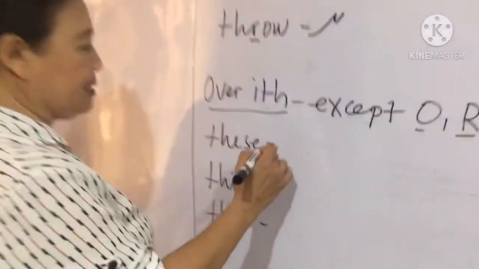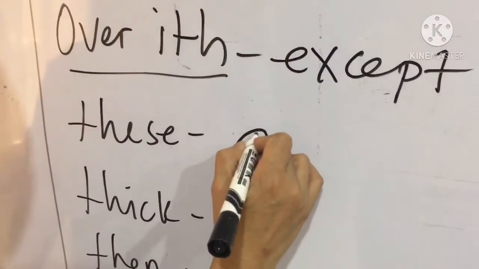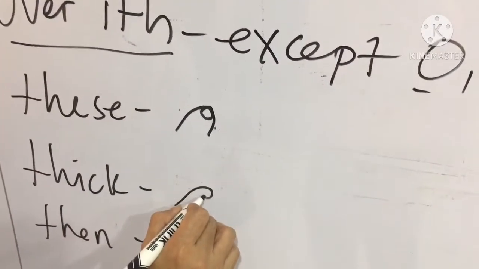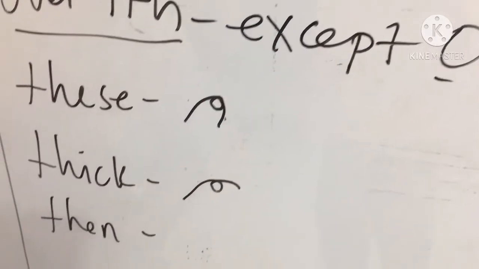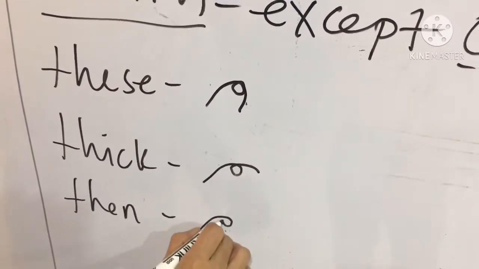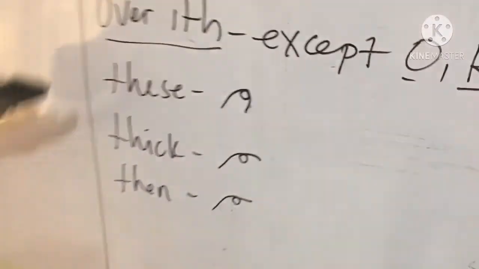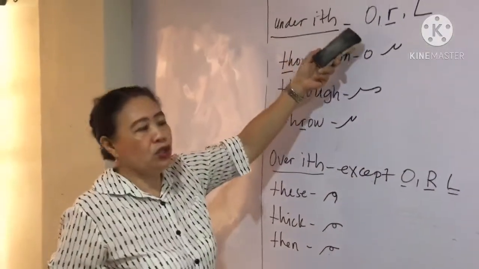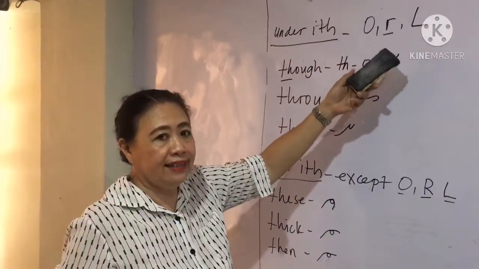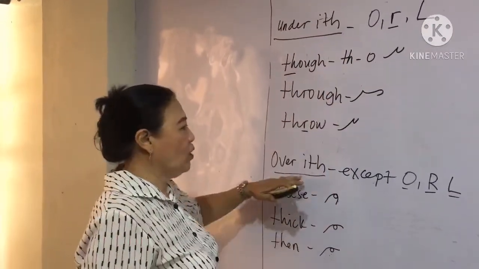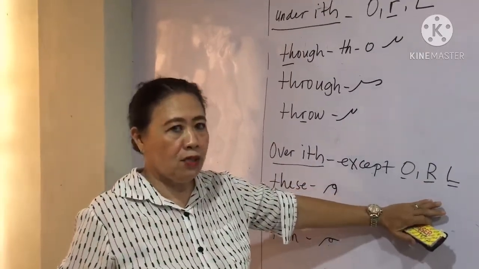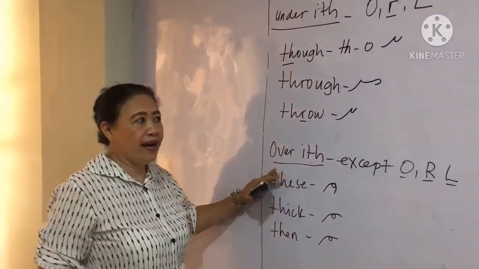Like the word this: over ITH, E and S. Then thick: we have over ITH, clockwise E and K. Then over ITH, E and N. Again, using the under ITH and over ITH: under ITH when it is joined to O, R, and L. Then the over ITH except O, R, L. For the rest of the principles, you have to use the over ITH.